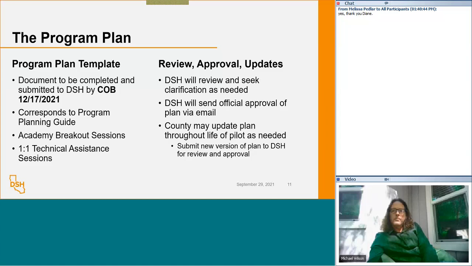Without their hard work, it would not exist. So I am very grateful to them, and we hope that you all as counties find this a helpful element in putting your program plan together.